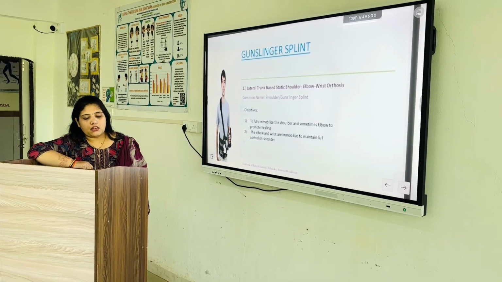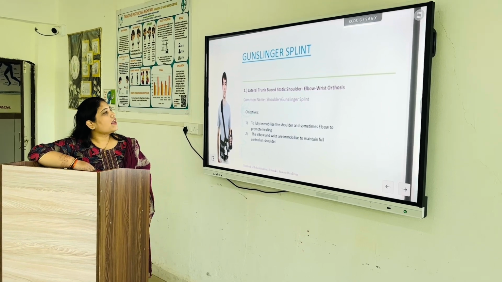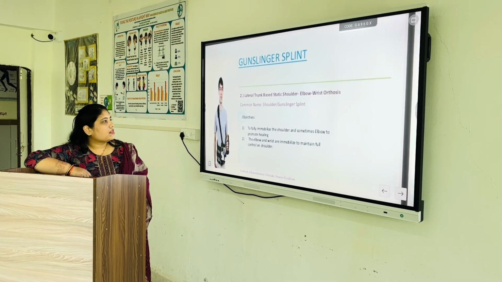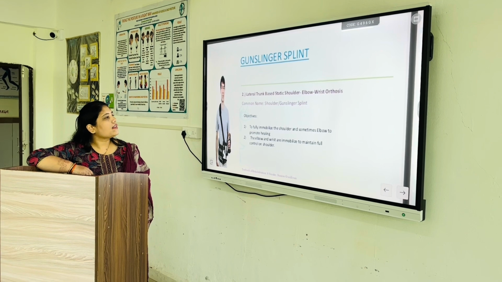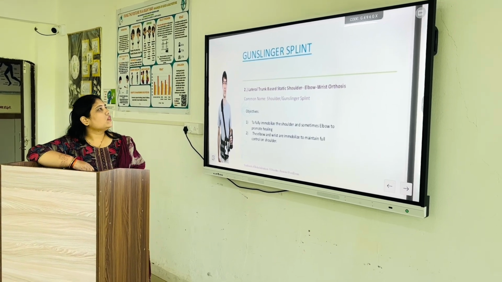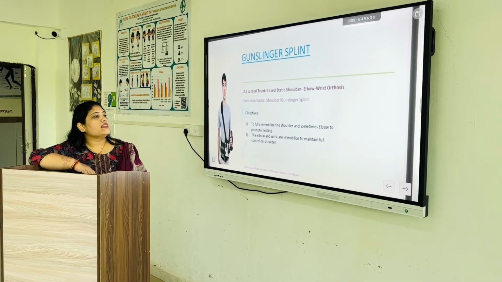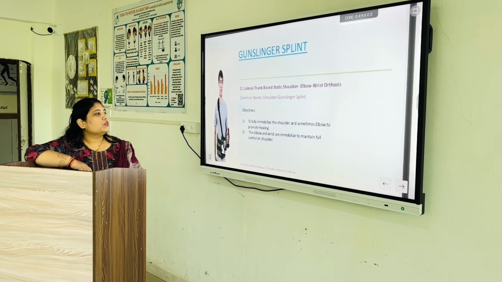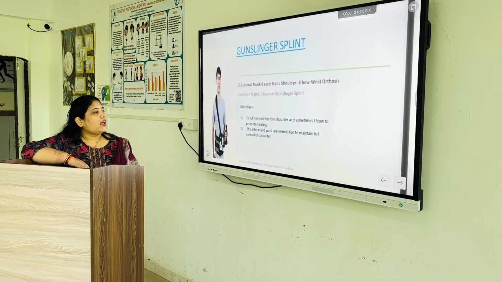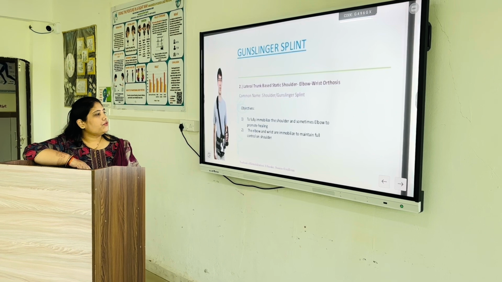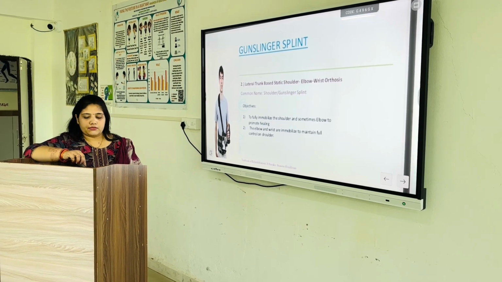Second one is the gunslinger splint. Other name is elbow wrist orthosis. Common name is shoulder gunslinger splint. The objective of this orthosis is to fully immobilize the shoulder and sometimes the elbow to promote healing. The elbow and wrist are immobilized to maintain full control on the shoulder.